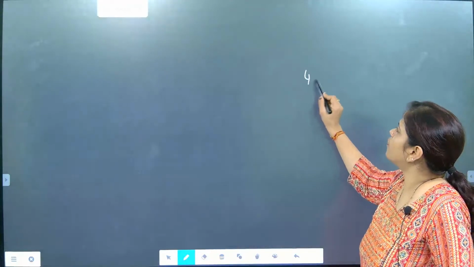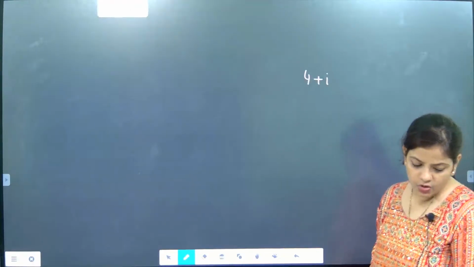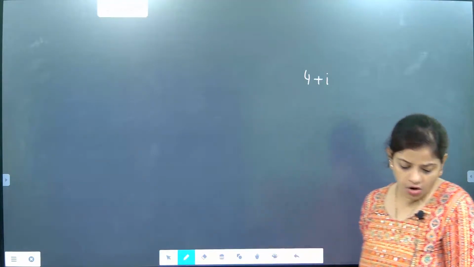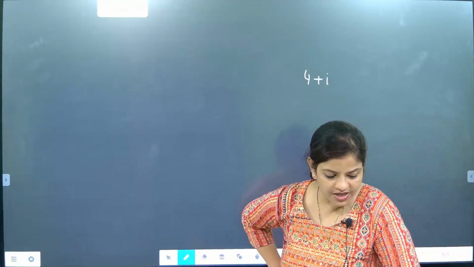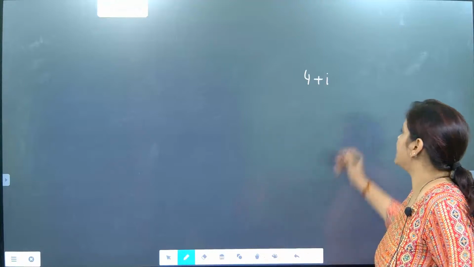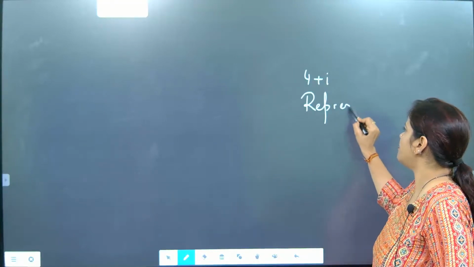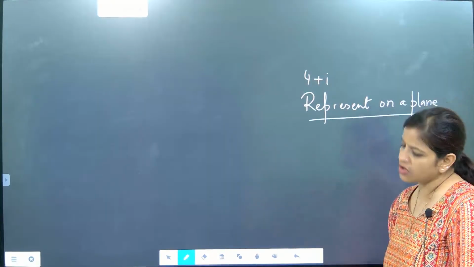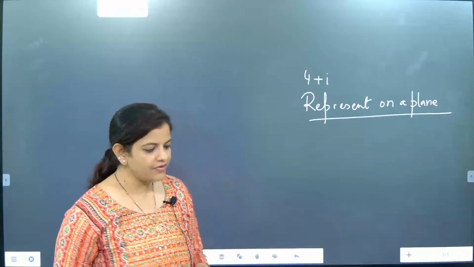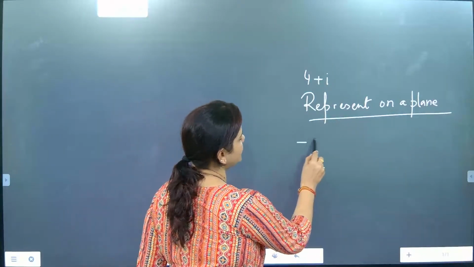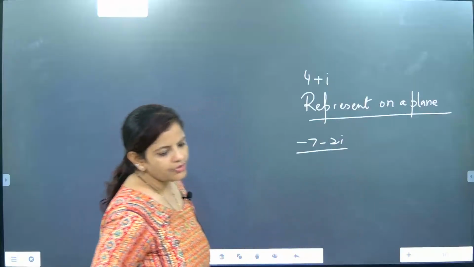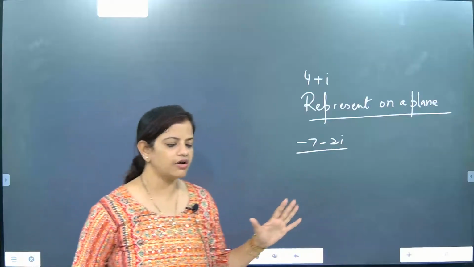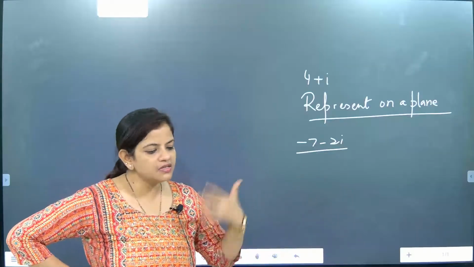Now beta, if somebody asks you another question, now I'm just asking this question. Can you present 4 plus i on a number line? Can you present 4 plus i as an ordered pair? You have to write it as a complex number. So the complex number is 4 plus i, correct? You have to represent it on a plane. If somebody tells you to represent this on a plane, how are you going to do it? We can represent minus 7 minus 2i also on a plane. Do you know how to present this on a plane? Plane means we take a coordinate plane, and on that we can present. So how can we present this on a plane?